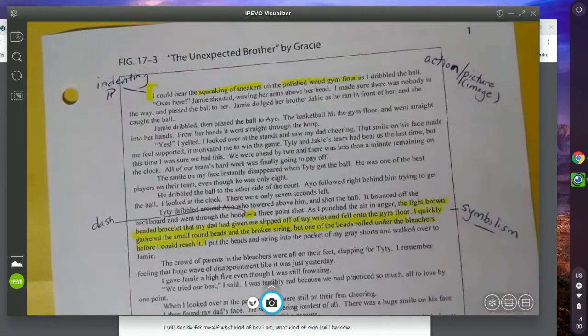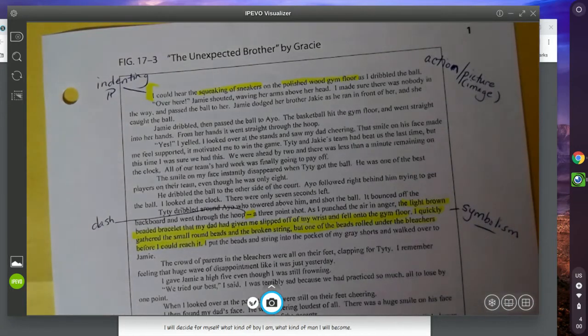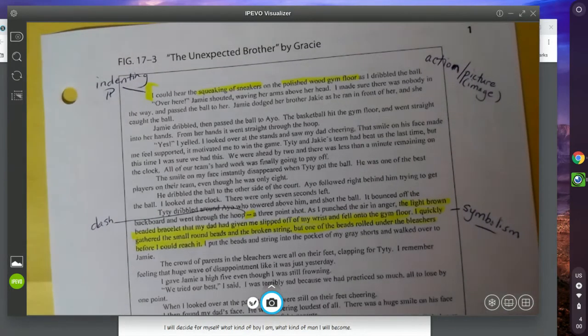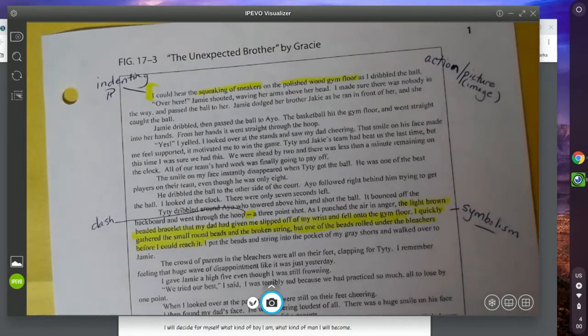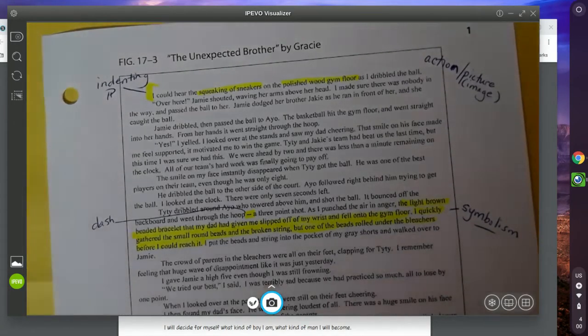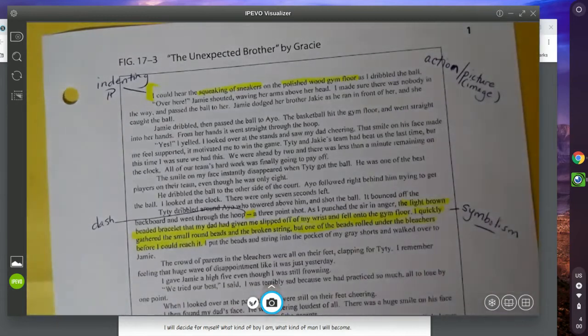Symbolism. Gracie uses a lot of symbolism with color. The light brown beaded bracelet that her dad had given her. Brown can represent family and relationship, and it falls apart. The bracelet falls to the floor and breaks apart. Symbolism at its best. All right, the gray shorts. All these different colors that she uses, and they're intentional.